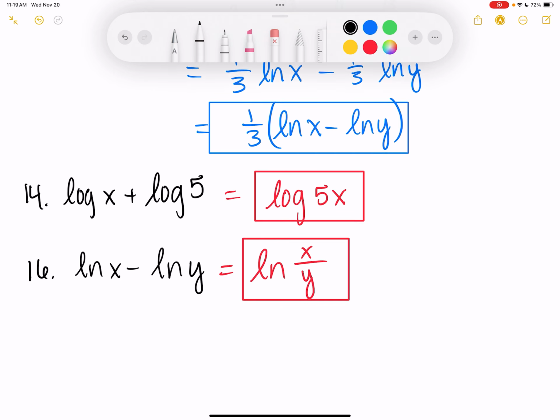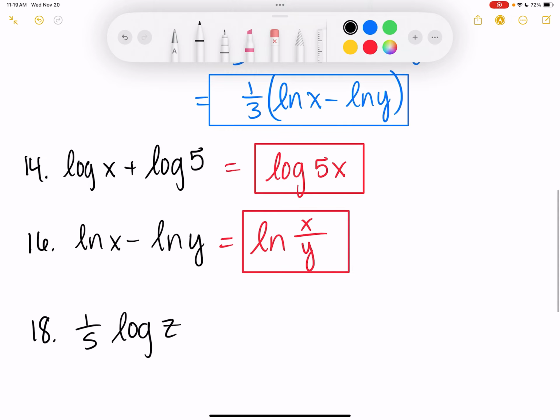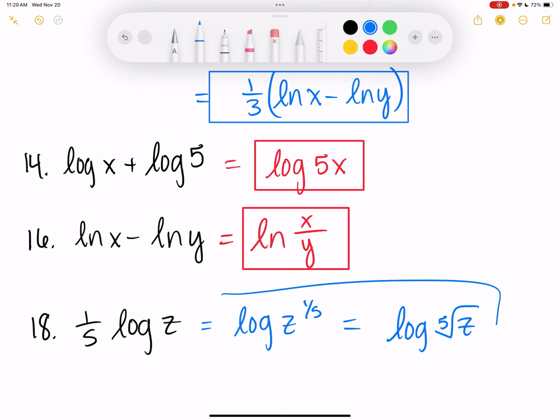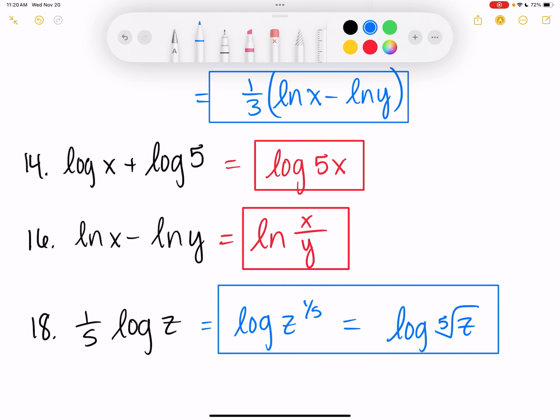If they give you one like 18, where it is 1/5 log of z, mixing up the letters on us here. So a power rule, I'm going to throw this back onto the z. So I would get log of z to the 1/5. If you left it there, I don't care. The book is going to take it and go log of the 5th root of z. But I will take it either way that you leave it.